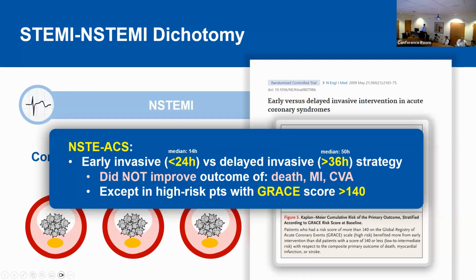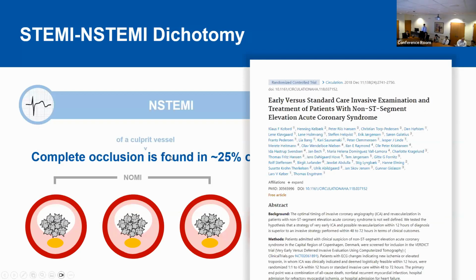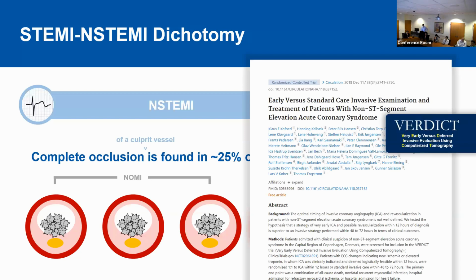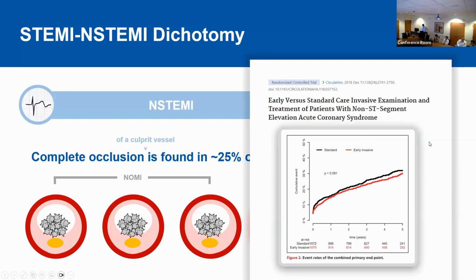But in this trial, they failed to show any improvement in outcomes with respect to death, MI, or CVA. However, there was a trend towards an improvement if your GRACE score was greater than 140 in the early invasive arm. And then a similar trial was performed about 10 years later, the VERDICT trial.